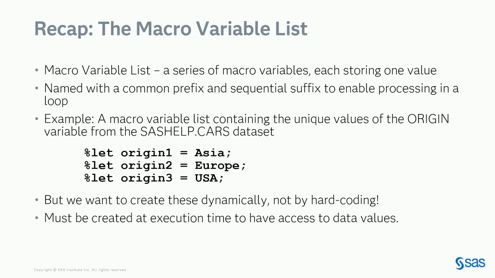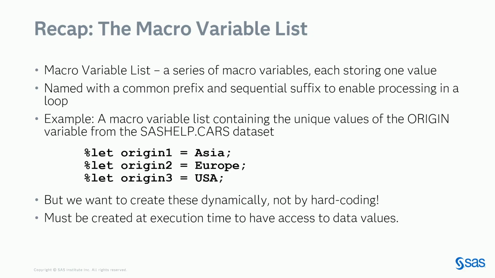So for example, we did an example last year where we needed to do some processing on the sashelp.cars dataset, which is one of the sample datasets that ships with SAS. And we needed to do something for each unique value of the variable called origin, of which there are 3. If you've looked at that data set, you probably know that. Asia, Europe, and USA are the 3 unique values.